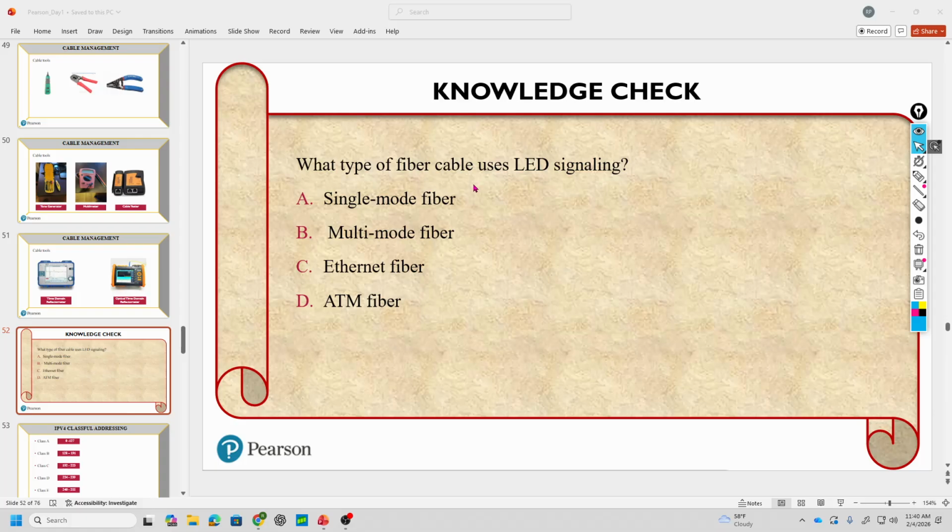So, quick knowledge check. What type of fiber uses LED signaling? That's going to be multi-mode. Single mode uses laser light signaling. Multi-mode uses LED.